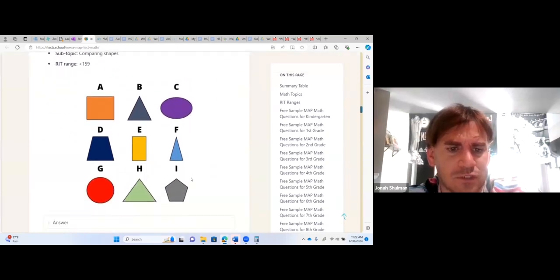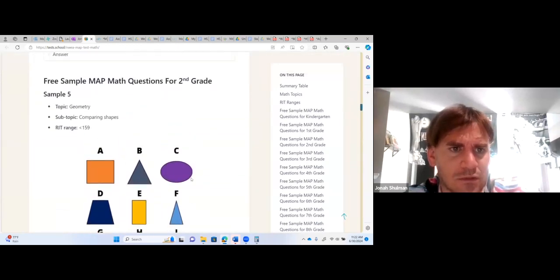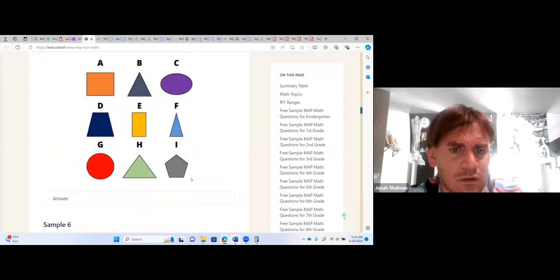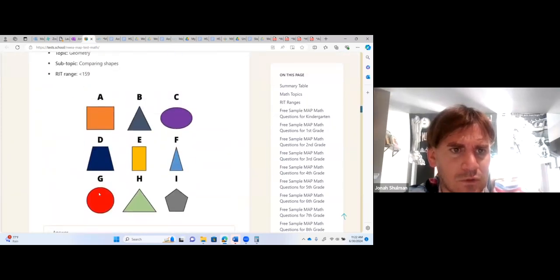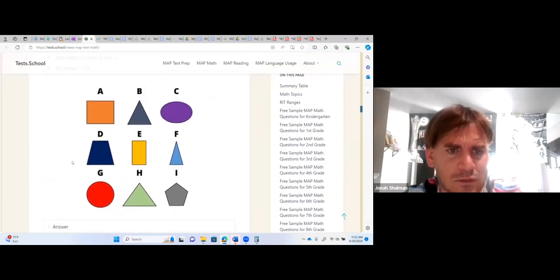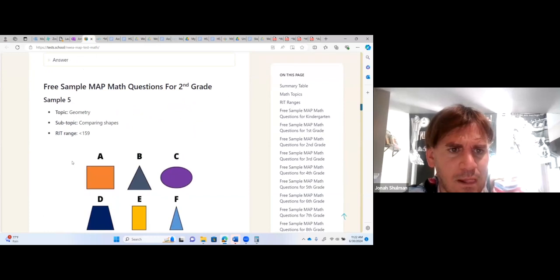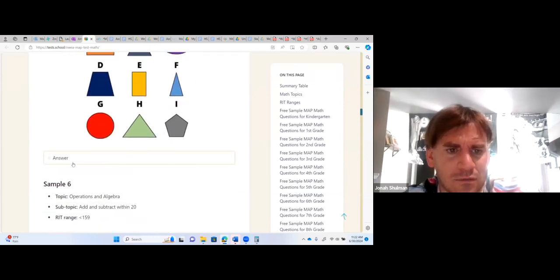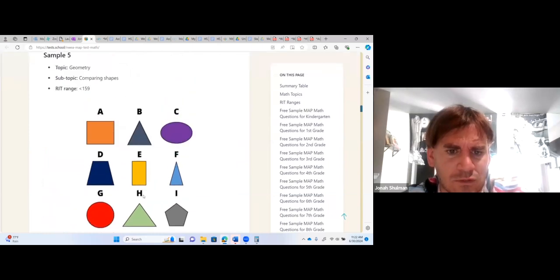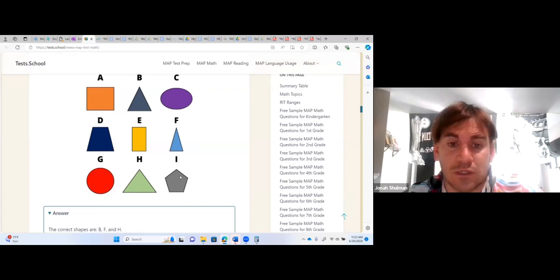And this is comparing shapes. What are they asking you to do here? It doesn't actually give you the question. Are they asking you what are the same? I would see the question here. The answer is B, F, and H. B is a triangle, F is a triangle, H is a triangle. I guess they want to know which ones are all triangles. This is a square, that's a trapezoid, that is an oval, that is a circle, that is a pentagon.